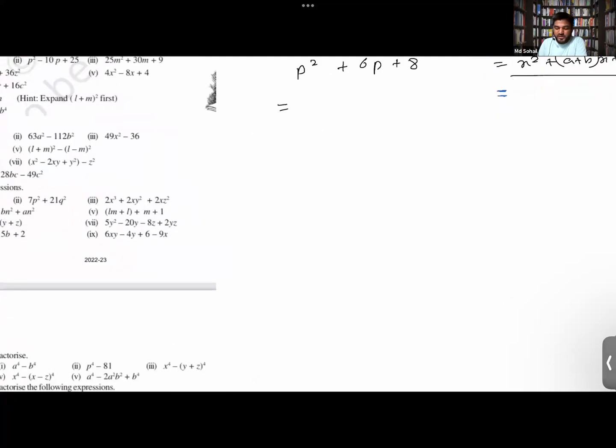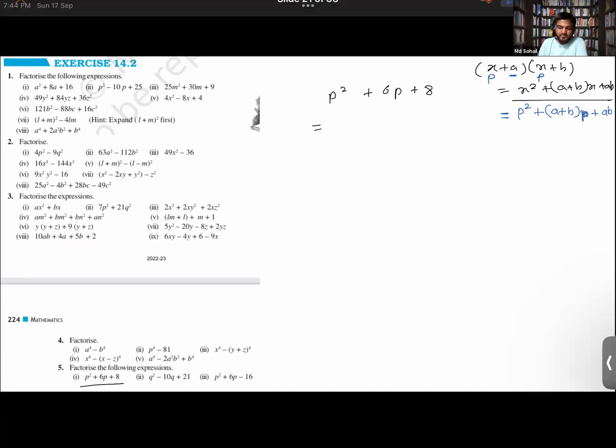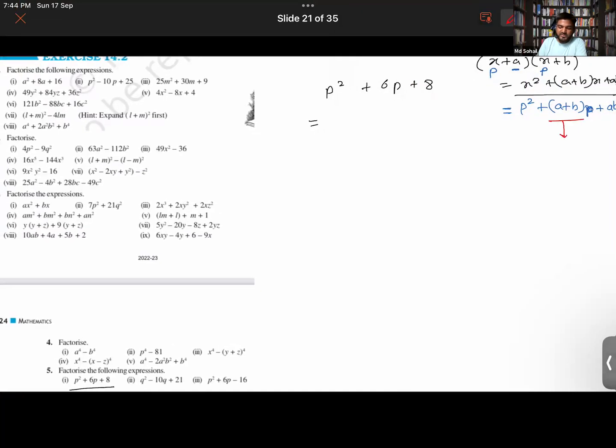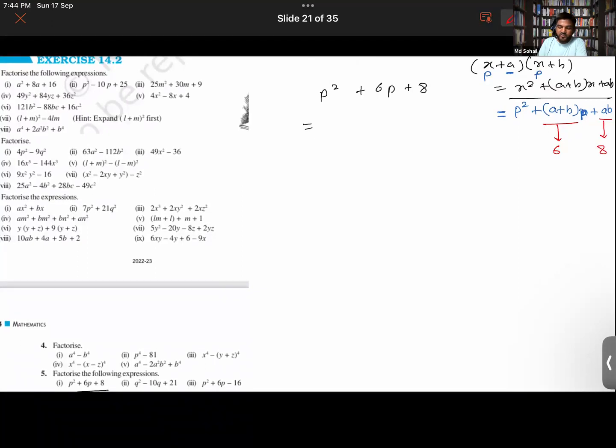So for your convenience, let me write it like this: p square plus a plus b into p plus a into b. Sorry, this will also be p here. Now it's more convenient. So a plus b actually is 6 here, and this ab is actually 8. Equate them like this, you will be getting your answer.